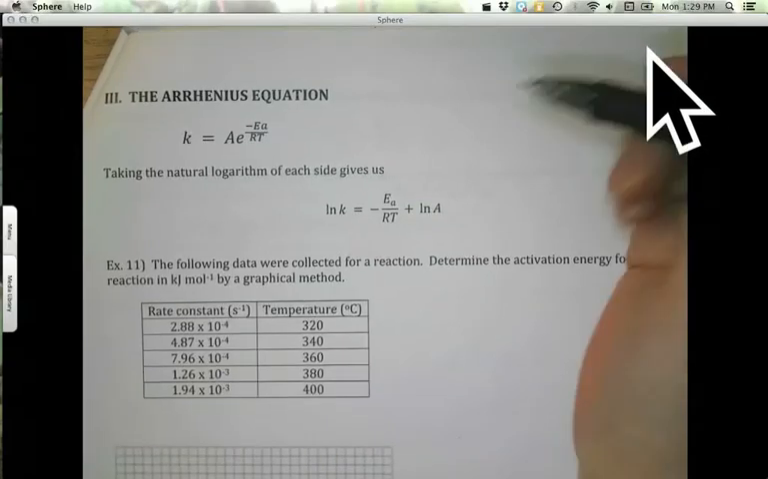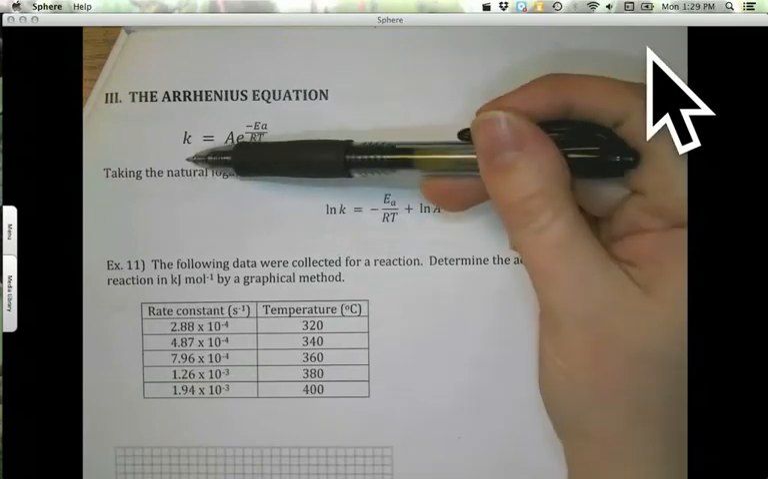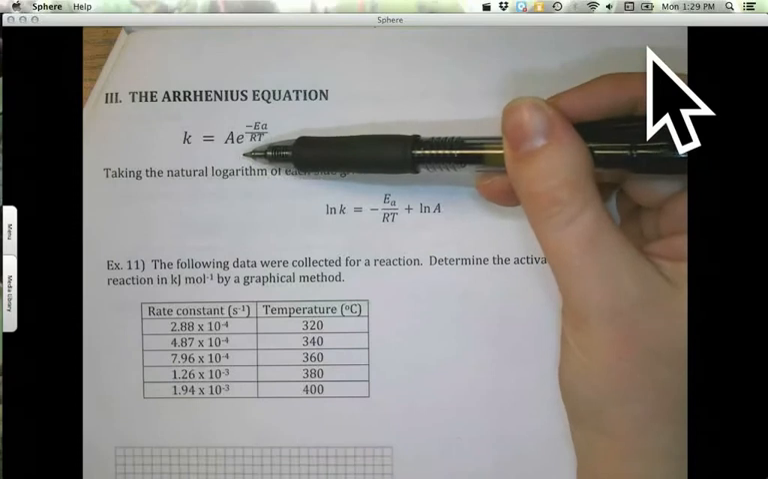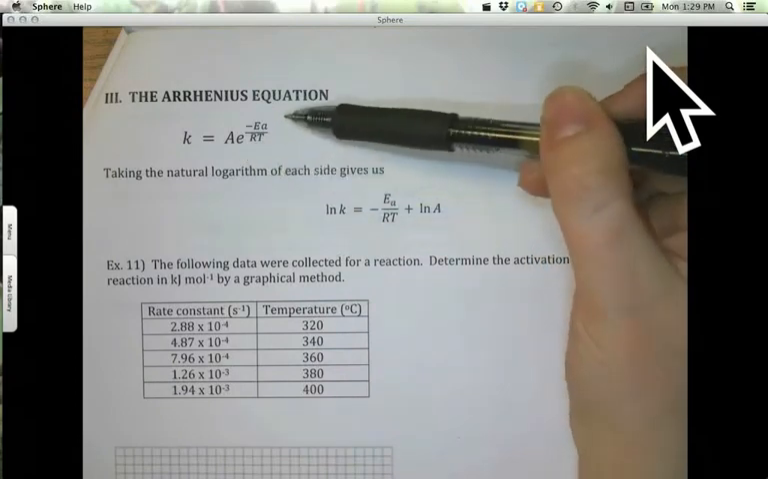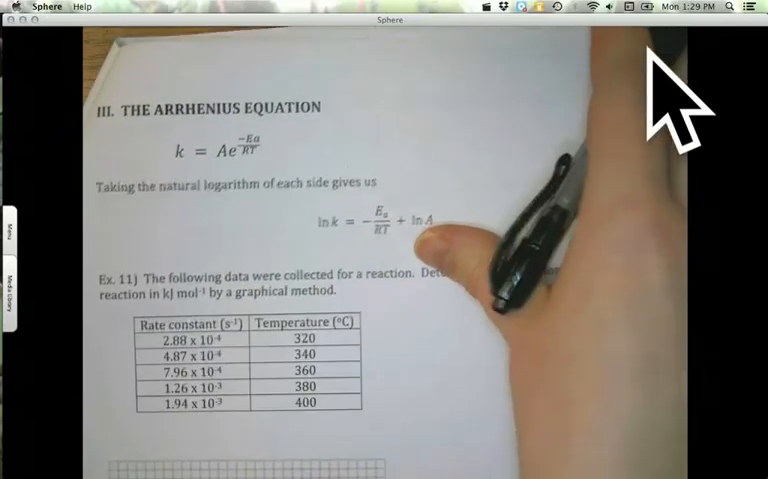Today we're going to look at the Arrhenius equation, and this relates k, our rate constant, to something called A, which is the Arrhenius constant, we'll get to that, Ea, activation energy, and temperature. So let's go through what all these things mean.